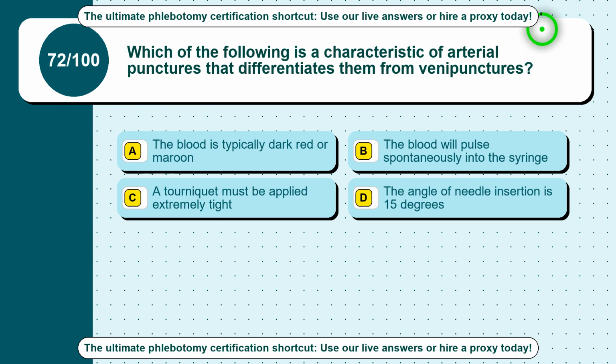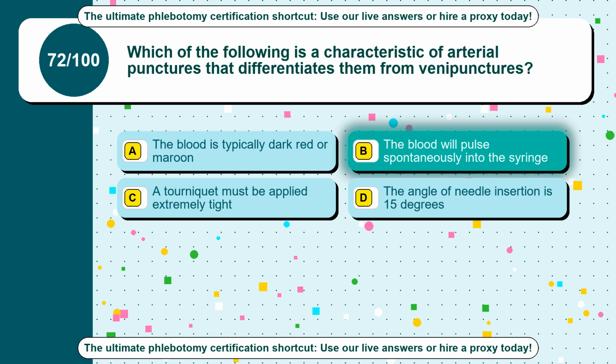Question 72. Which of the following is a characteristic of arterial punctures that differentiates them from venipunctures? Option A. The blood is typically dark red or maroon. Option B. The blood will pulse spontaneously into the syringe. Option C. A tourniquet must be applied extremely tight. Option D. The angle of needle insertion is 15 degrees.